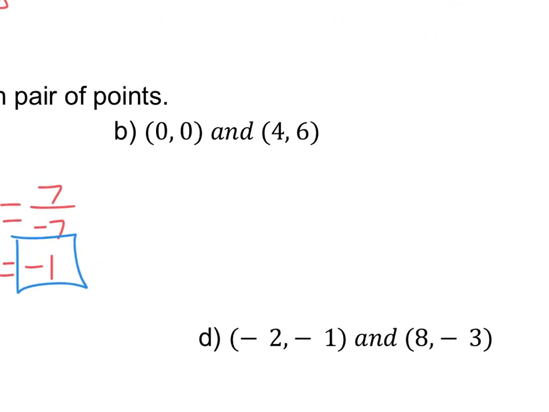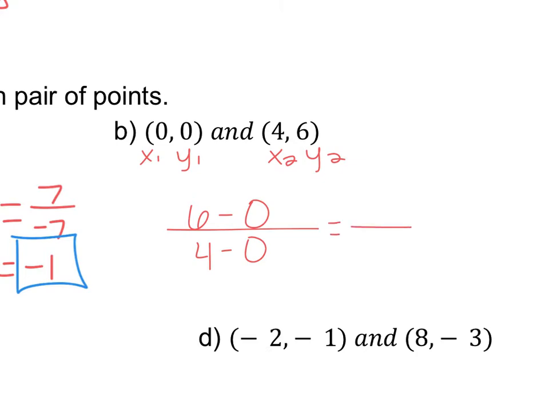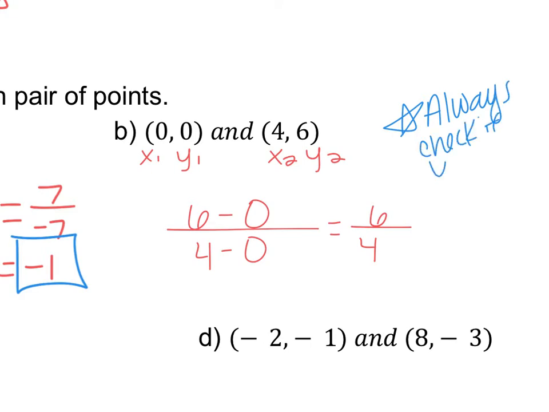Okay, I'm going to go ahead and start off letter B by labeling x1, y1, x2, y2, and I'll do that every time. So I have my y2, 6, minus my y1, 0, over 4 minus 0. Okay, so 6 minus 0 is 6. 4 minus 0 is 4, and you always check to see if you can reduce. Always check if you can reduce. Can you reduce that one?